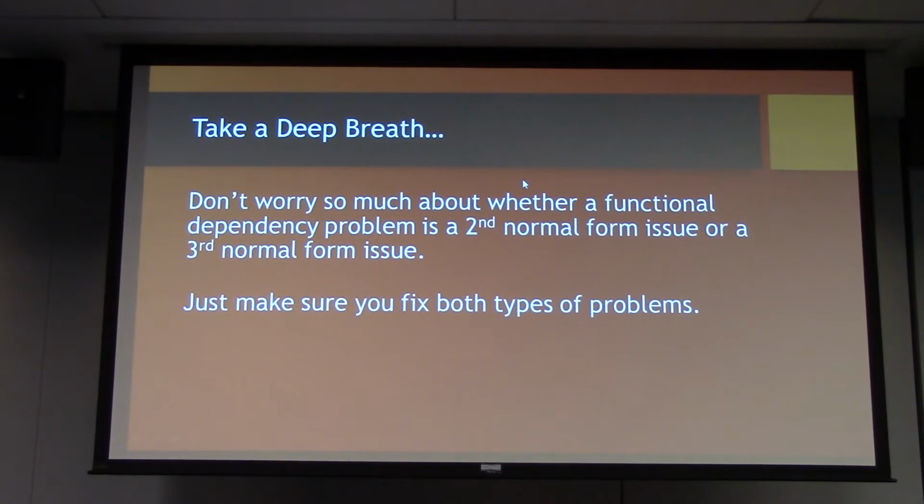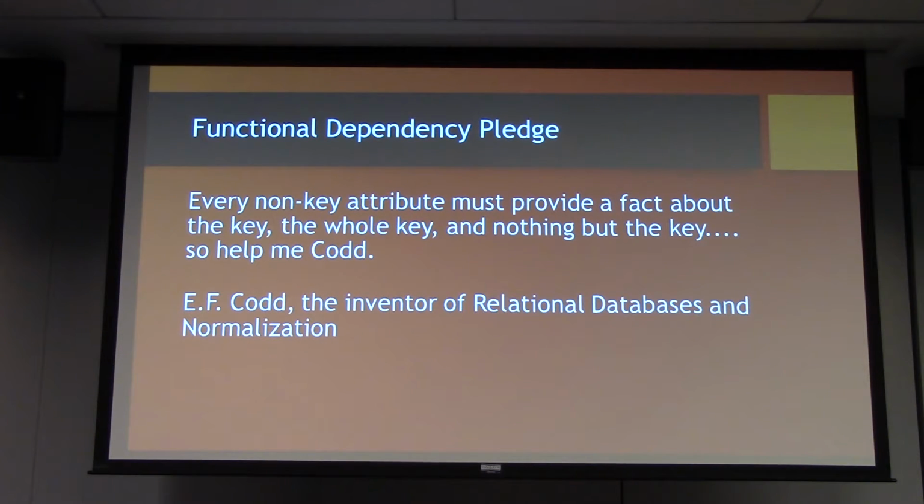So a couple tips. We talk about second normal form and third normal form. It's not really that important to be able to identify which problem goes with which form. What's important to know is that you fix both types of functional dependency problems. If all of your functional dependency problems are fixed, then you'll be in third normal form, and that's where you need to get to.